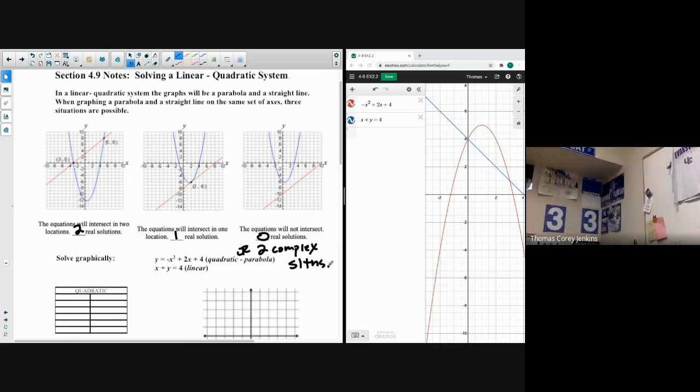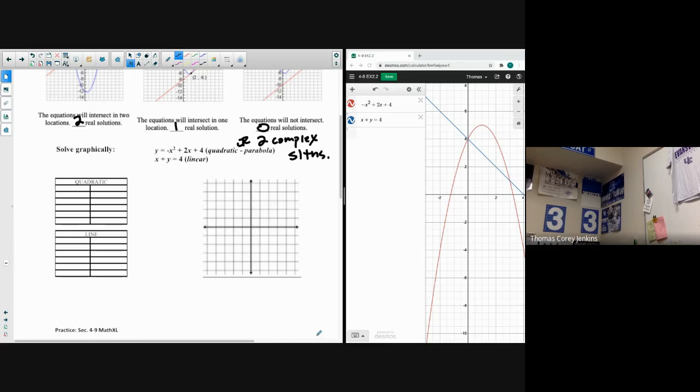Okay, so let's go ahead and solve this first one graphically. Our system is y equals negative x squared plus 2x plus 4, which you can see I have typed into Desmos. And our linear equation is x plus y equals 4, right? Basically we're just looking for where they intersect.